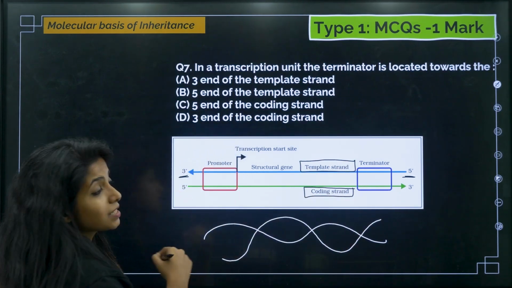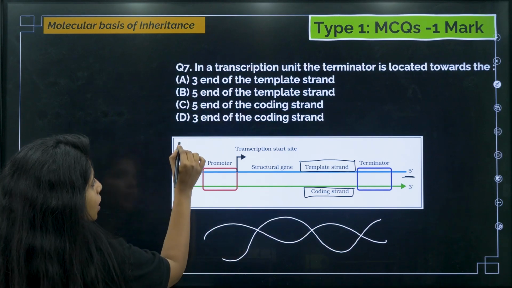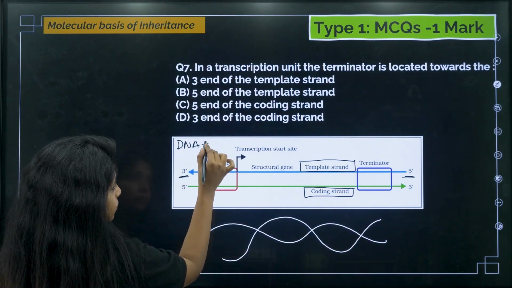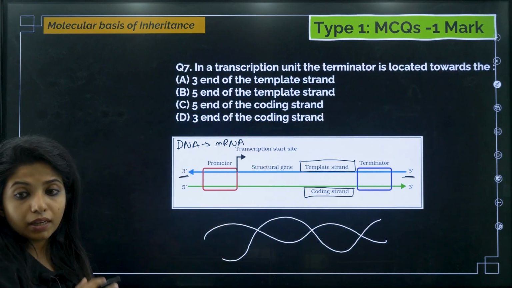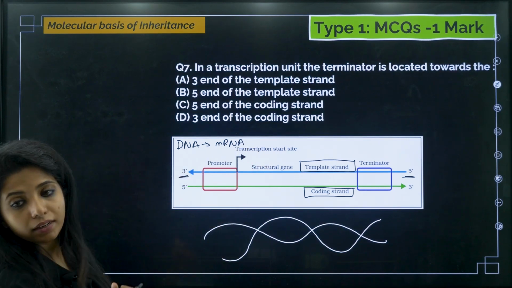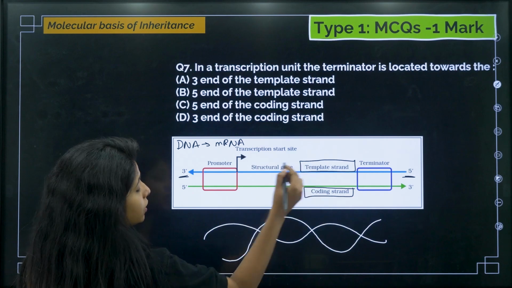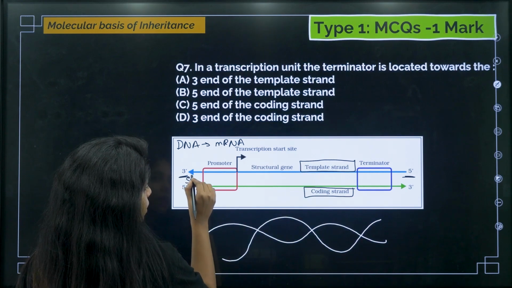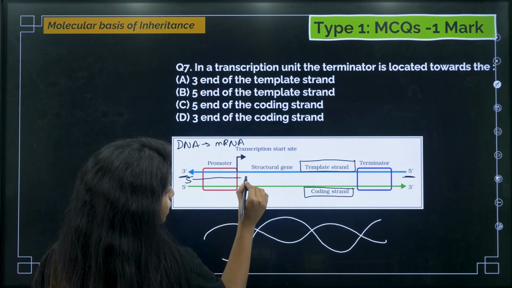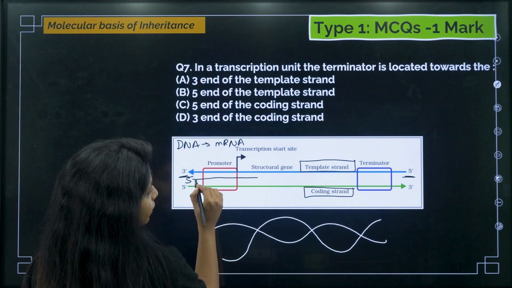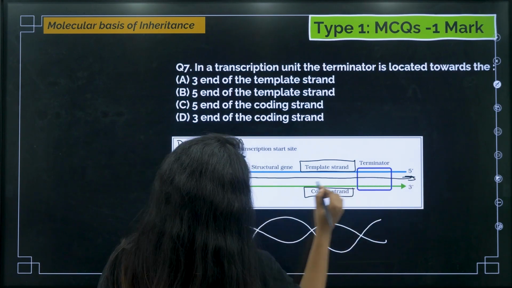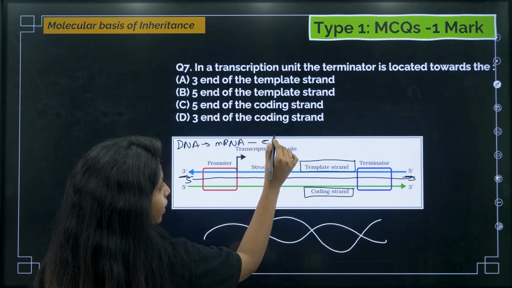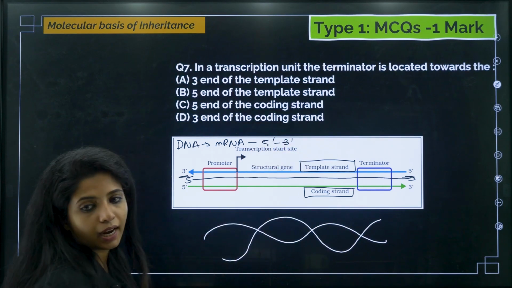Transcription means the formation of mRNA from the DNA. So mRNA is formed in 5' to 3' direction. That means from here it will start forming. So this is the 3' end, and this is the 5' end. From here it will go to that end. So what is the direction of mRNA formation? 5' to 3', children.